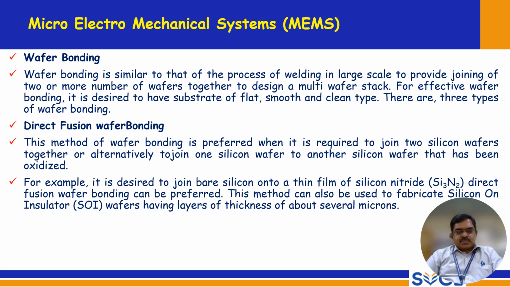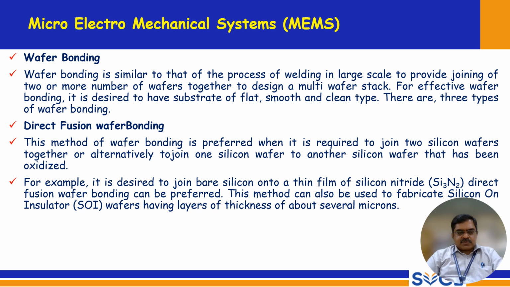So the next step is wafer bonding. Wafer bonding is similar to the process of welding on a large scale, to provide joining of two or more wafers together to design a multi-wafer stack. For effective wafer bonding, the substrate is designed to be flat, smooth and clean. So there are three types of wafer bonding.